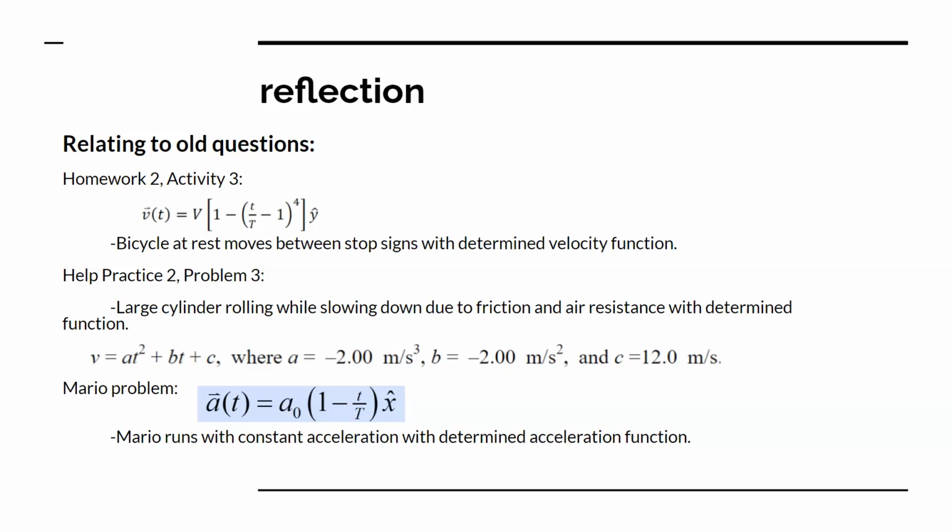And then the last is the Mario problem, in which Mario runs at a constant acceleration, with the determined acceleration function. It asks for the time to return back to the original velocity and the position related to time, but it has undetermined variables, which differs from the others. And it also asks for the position, velocity, and acceleration functions or graphs.